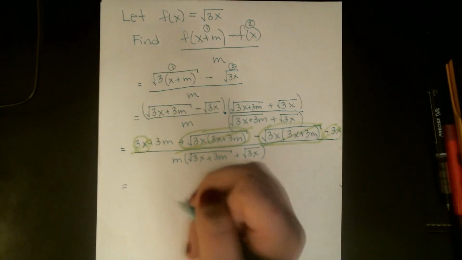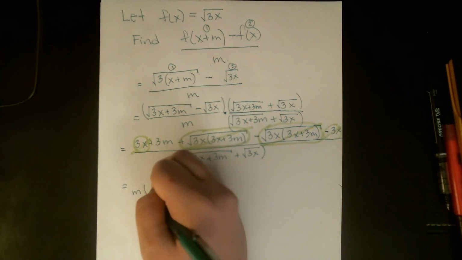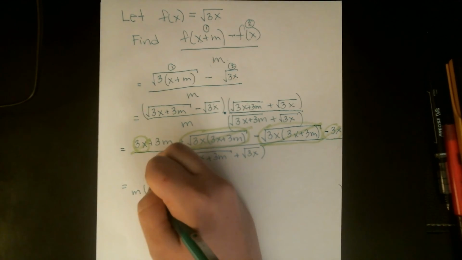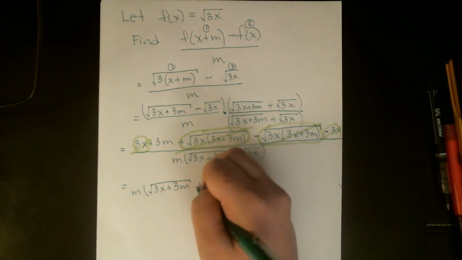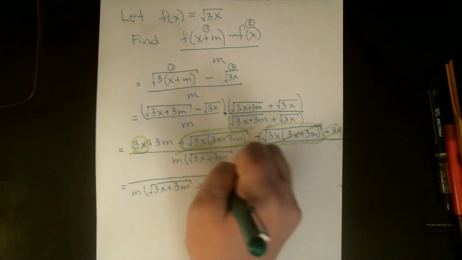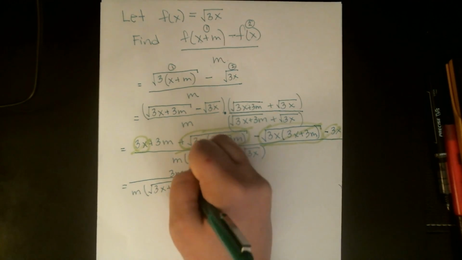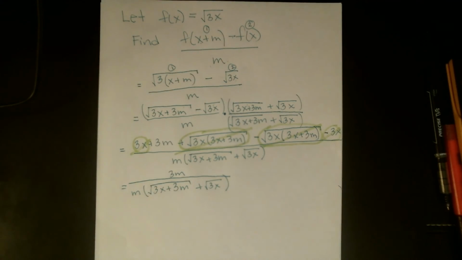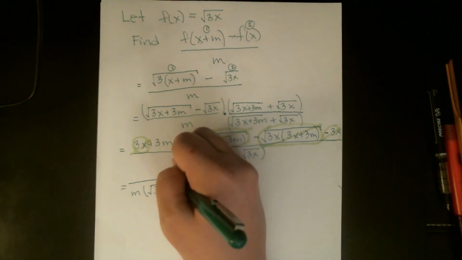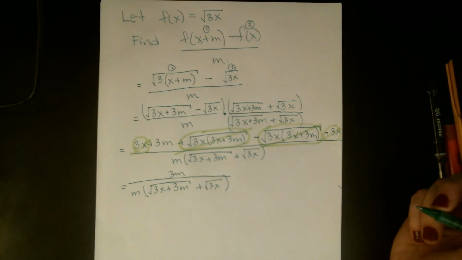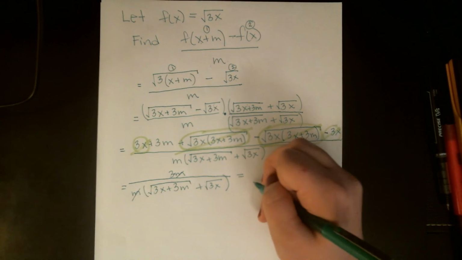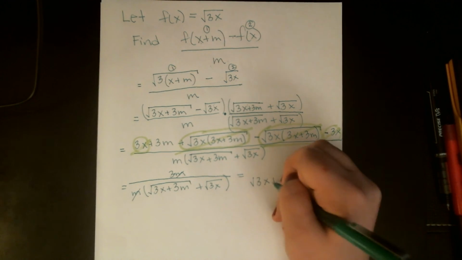And really all we're looking at here is the mess on the bottom, m times the square root of 3x plus 3m plus the square root of 3x. On the top, all that's left is a 3m. So I don't even have to factor anything out. We've lost all of the terms except for 3m. The 3 and the m are attached by multiplication, so that is a factored form. I can cancel the m out, and I'm finally done with this mess.